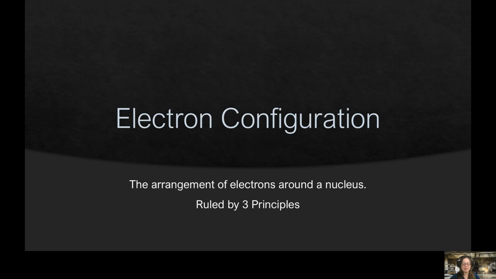All right, let's take a look at electron configuration and electron configuration notation. So electron configuration is the arrangement of electrons in an atom around its nucleus, and this is ruled by three principles. But before we get into those, we have to take a look at how we represent electron configuration notation.